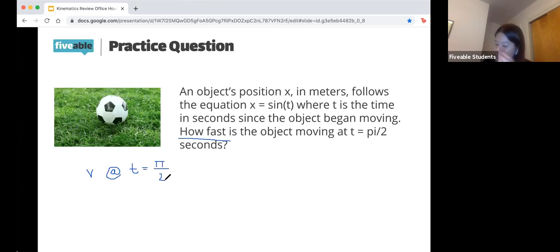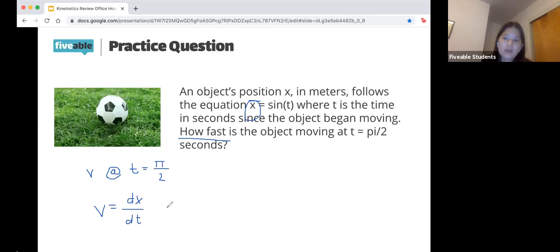Okay, so let's go back to our definitions for a second. We're given the position, x. We're given that position formula, because that's what the object is following. If you remember, I'll give you a couple seconds to recall what the last slide said. Velocity, let me write this down really quickly. We take the derivative of the position to get the velocity. So this is the equation.